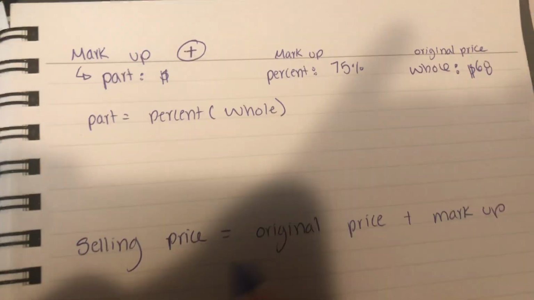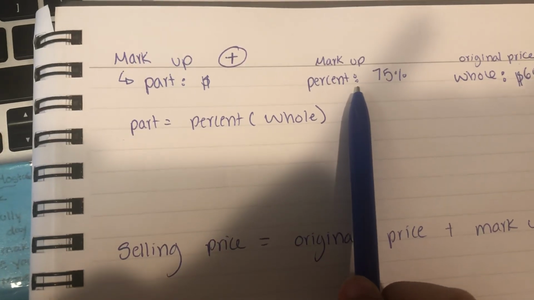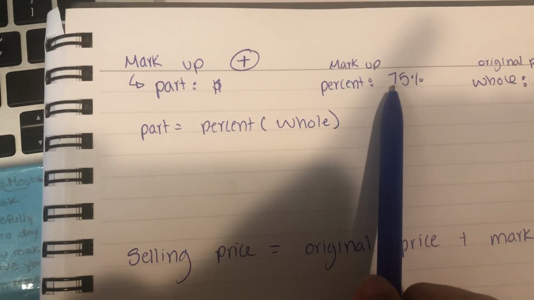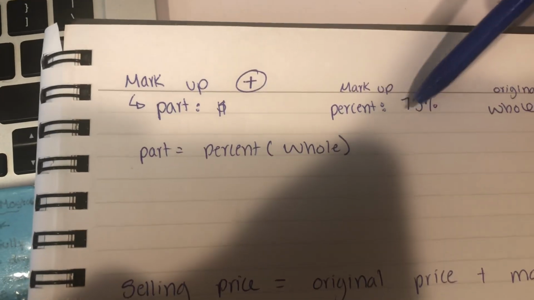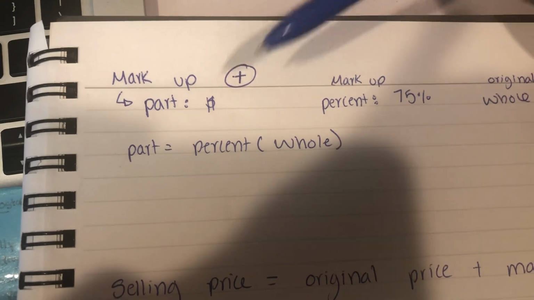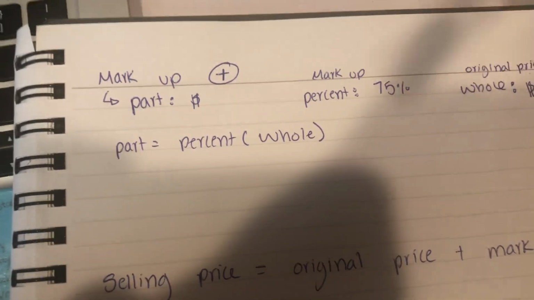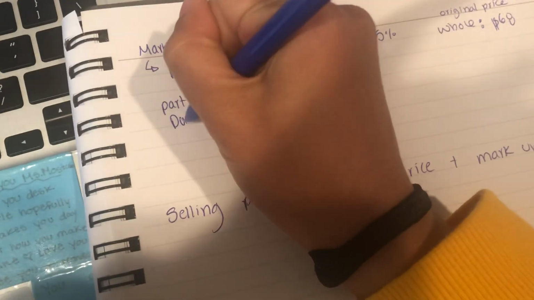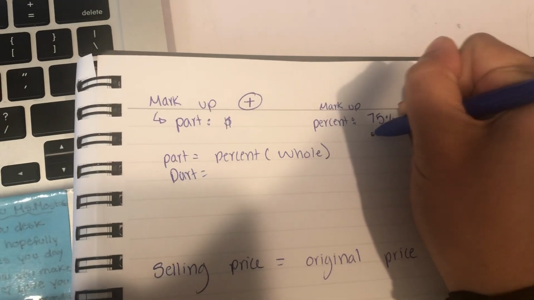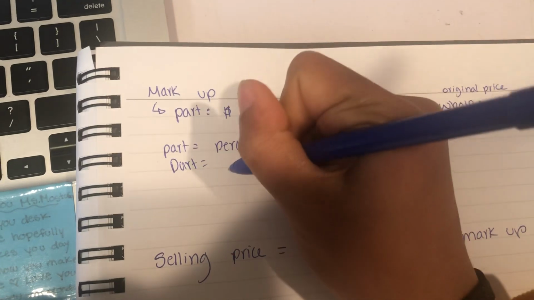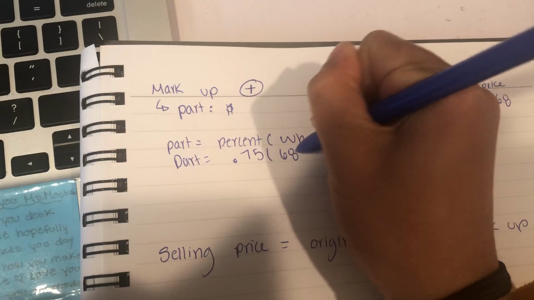Now, again, as we said, the part is going to represent the markup in dollars, because the percent represents the markup as a percentage, and the percent and the part are in relation to one another. Whatever the percent represents, the markup is going to represent that in a different unit, and this unit is dollars. So now we are going to multiply. 75% is the same as 75 hundredths, as we know. We're going to multiply 75 hundredths by 68.